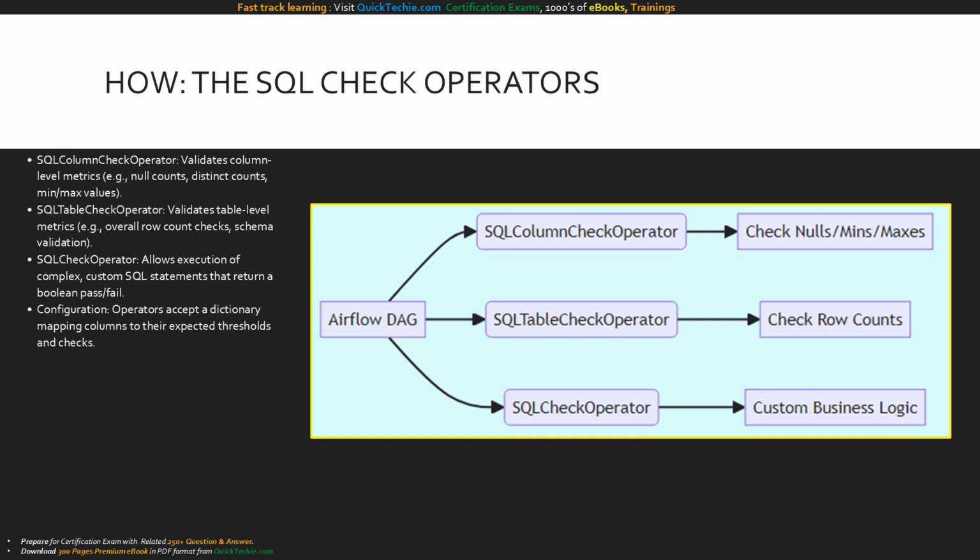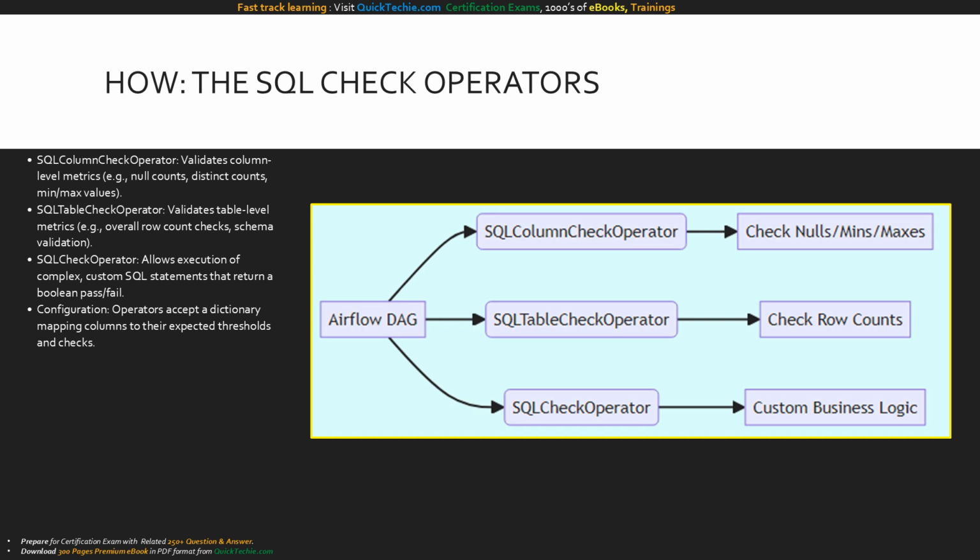Next, we have the SQLTableCheckOperator, which zooms out to look at the entire table. You use this to verify overall row counts or perform multi-column comparisons. Finally, for complex business logic, you have the SQLCheckOperator, which executes custom SQL queries that must return a Boolean true or false. By feeding these operators a simple Python dictionary mapping your columns to your desired thresholds, you can validate massive tables with just a few lines of code.